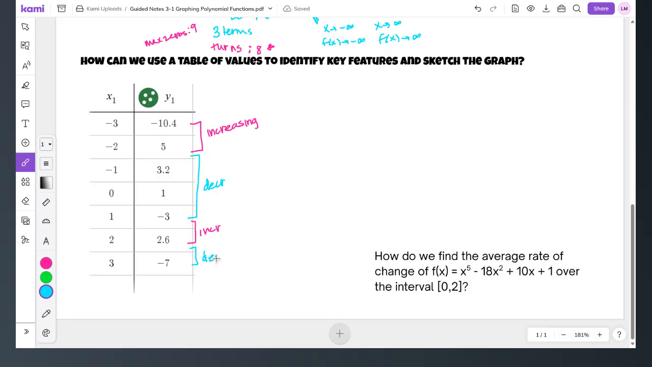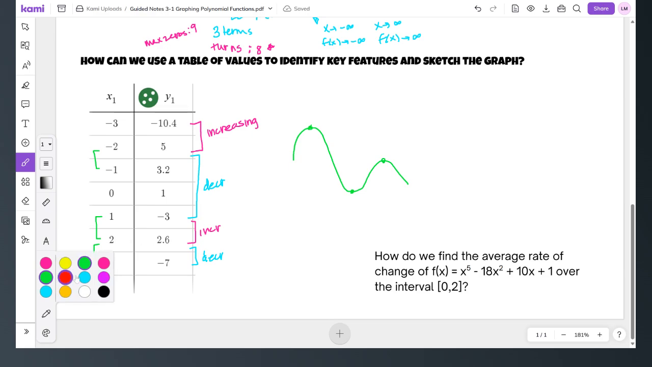So I have a turn. It's going from increasing to decreasing to increasing to decreasing. All right, so when I'm looking at this, I see I have 1, 2, 3 turns, and I don't really know where this x value is. I just know that it's between -2 and -1 on the x-axis. And I don't really know the maximum that this gets to, but I do know that it's somewhere between 5 and 3.2. Then I know that this is taking a turn, going decreasing and then switching to increasing. Between 1 and 2, I have a minimum. And then between 2 and 3, I have another maximum because I go from increasing to decreasing. All right, so we'll be able to sketch that on the graph, but that's how I tell.